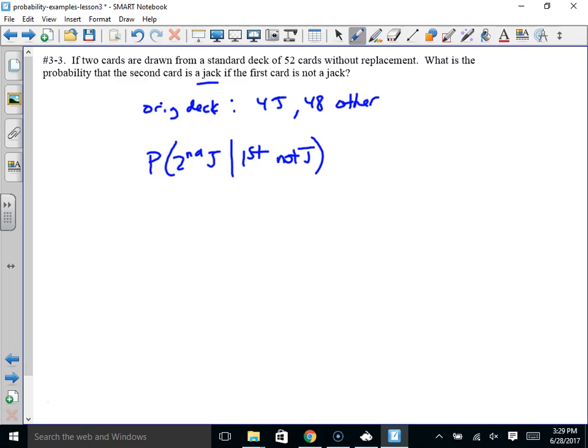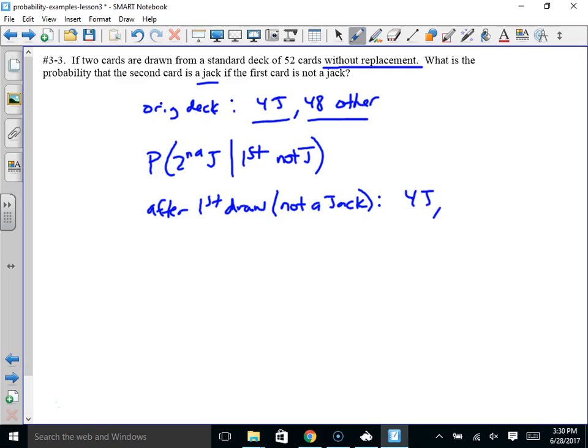All right, so if the original deck was 4 jacks and 48 other cards, and we drew 2 cards without replacement, which means the second card is drawn after the first card has been removed, then what happens after the first draw? After the first draw, which is not a jack, the deck will still have the 4 jacks in it, and it'll have 47 other cards in it now. So now it has a total of 51 cards, right?